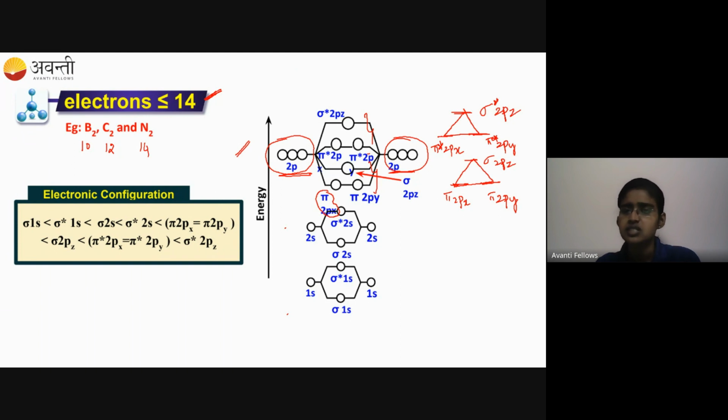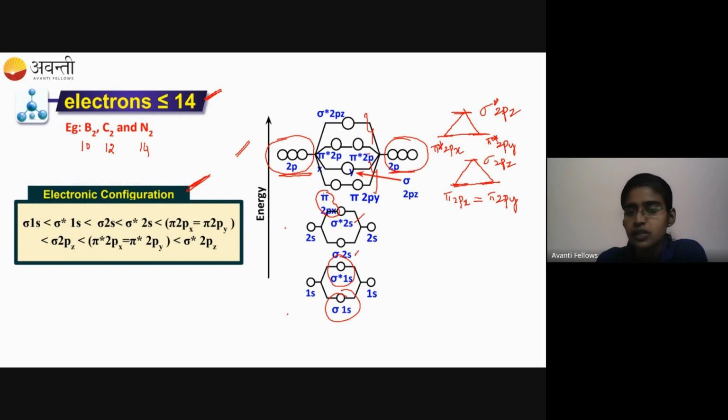And this is the energy level order for filling up of electrons. Below 2, above 1, and below 2, above 1, for both bonding and anti-bonding. If you want to write the electronic configuration, start from the first: sigma 1s, then sigma star 1s, sigma 2s, sigma star 2s, then pi 2px, which is equal in energy with pi 2py, then sigma 2pz, then pi star 2py, which is equal to pi star 2px, and the last one is sigma star 2pz. So this is how you have to write the electronic configuration.